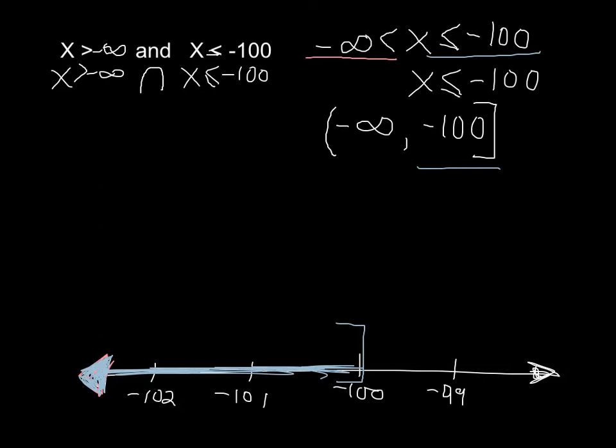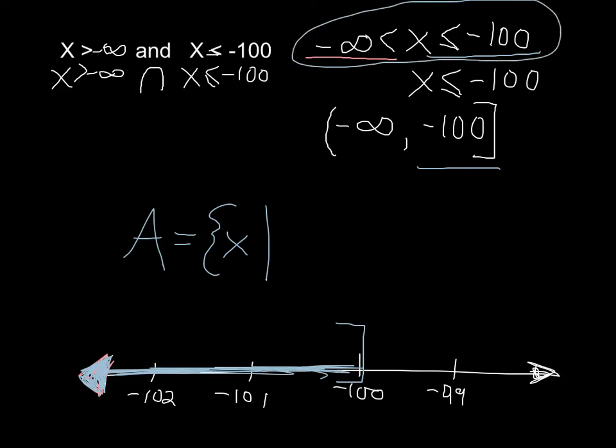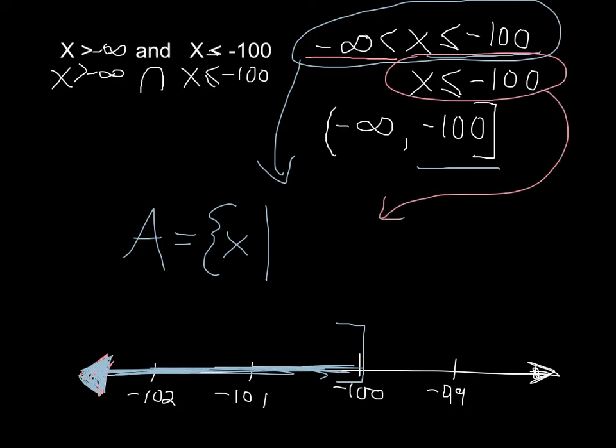So all we have left to write down is the set notation. And since we already have the compound inequality, that's pretty easy. A equals x such that we just take our compound inequality. We can write it with or without the negative infinity. So we can either write this whole thing, or we can just write this part of it. Because if x is less than or equal to negative 100, we know it continues on towards negative infinity.